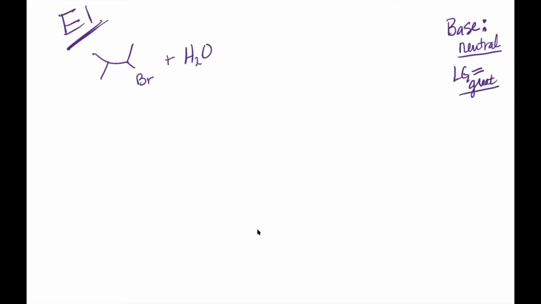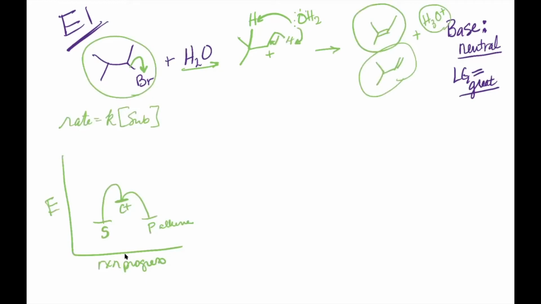Let's see what that mechanism looks like. In the first step of E1, the leaving group leaves, and we form this carbocation intermediate. And then in the second step, our base pulls off the proton and then forms the double bond. For some reason, my eye pencil did not capture this in real time, so I fast forwarded in terms of the display, but please try to follow along with my speaking.